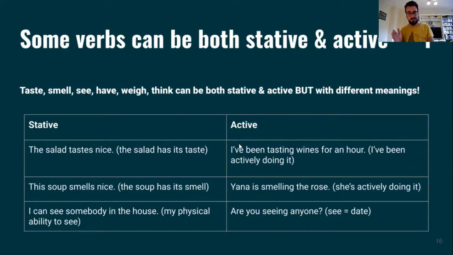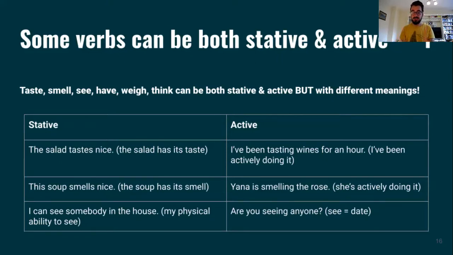And then we'll go to the other side of the table on the right. You can use taste as an action as well, when it's not about the feature of the salad, it's about the action you can do. Tasting, like wine tasting. I've been tasting wines for an hour. So it's an action. I've been actively doing it. Yana is smelling the rose. So she goes to the rose to smell it.